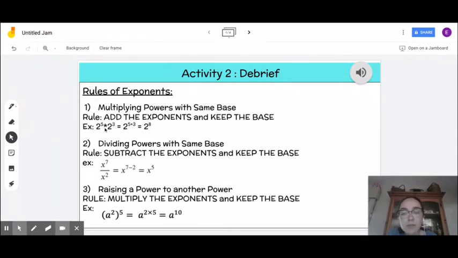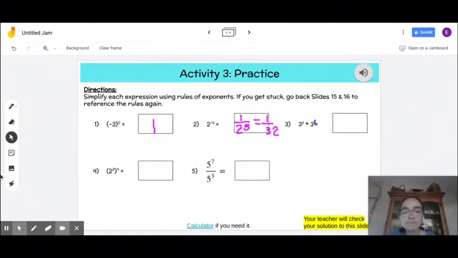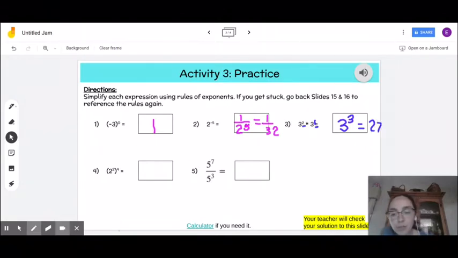If I have 2 to the 5th times 2 to the 3rd, I add the 5 and the 3, and it combines to 2 to the 8th. If I come back to this slide right here, I have my base of 3, it stays the same, and I add my exponents, so 2 plus 1 gets me a 3, which when I type that into my calculator, down here below, I get the number 27. Okay? Nice job there, my friends.